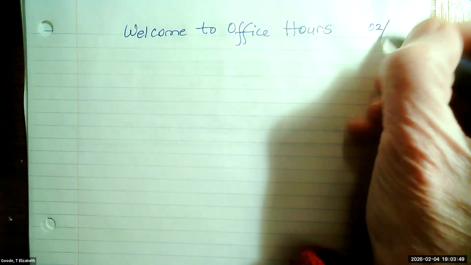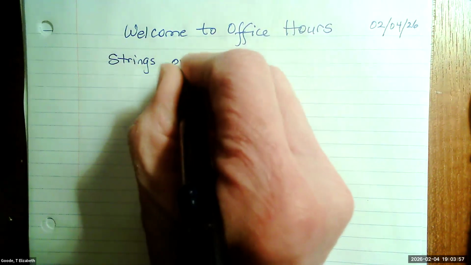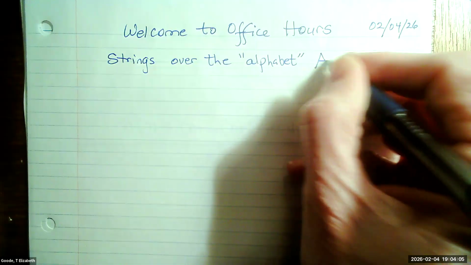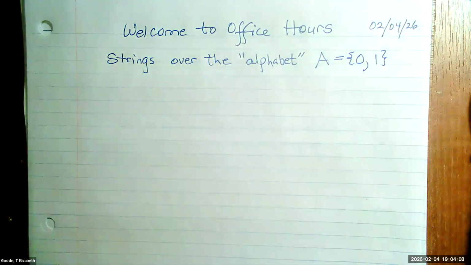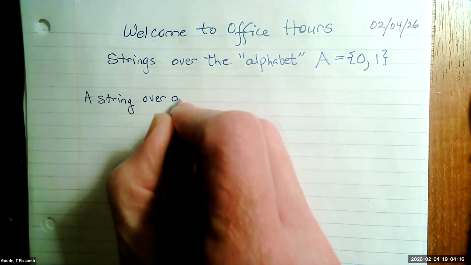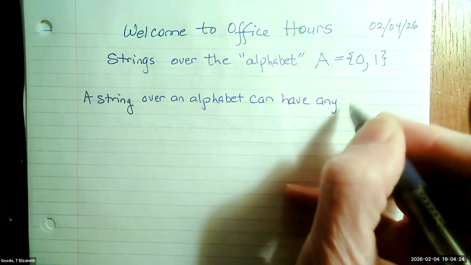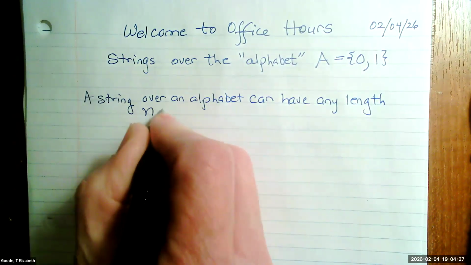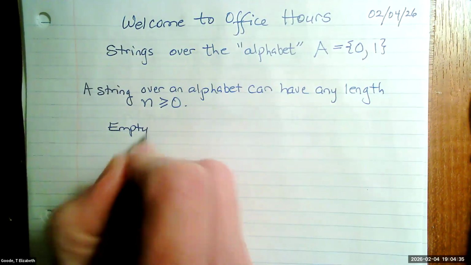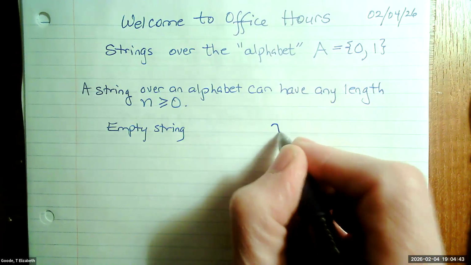Okay, so today is the 4th. Oh my gosh. All right, so strings over, I'll call it alphabet A equals 0 and 1. All right. So a string over an alphabet can have any length n greater than or equal to 0. There is such a thing as the empty string. So the empty string doesn't have any letters. In this case, the letters are the two binary digits, and we denote it with lambda.